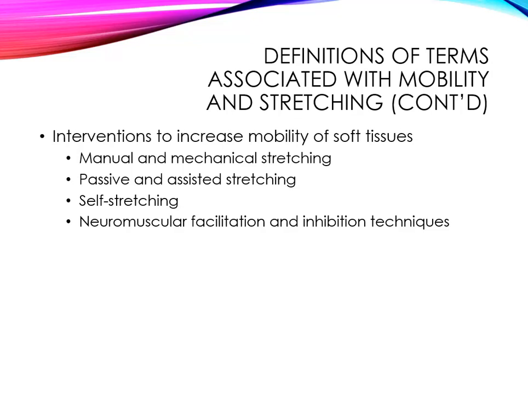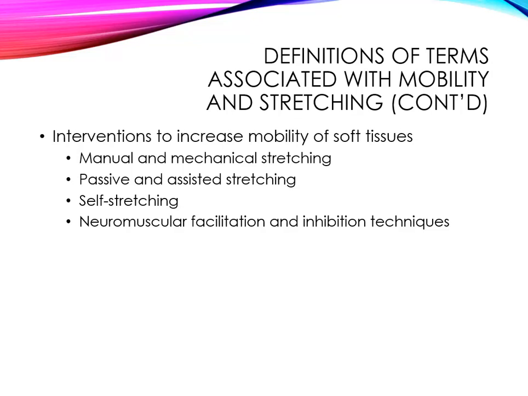There are many therapeutic interventions that are designed to improve the mobility of soft tissues to increase range of motion and flexibility. Stretching and mobilization are general terms that describe any therapeutic maneuver that increases extensibility of restricted soft tissues. Some other types of interventions would be manual mechanical stretching, passive and assisted stretching, self-stretching, and neuromuscular facilitation and inhibition techniques, which can also be referred to as PNF patterns.